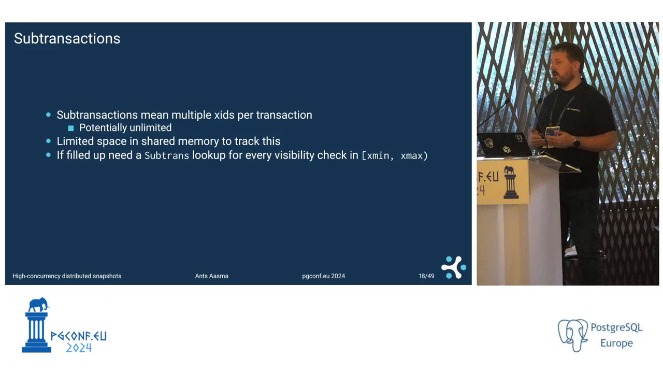And this means that for every XID that we see within this snapshot, we have to figure out what the top-level transaction is first, which means looking up the top-level transaction ID from this sub-transaction SLRU. And this is a significant performance hit on the primary. And it's even worse on the replica.